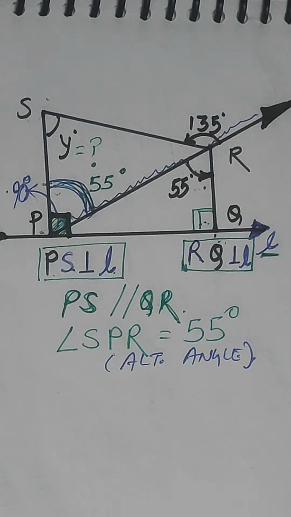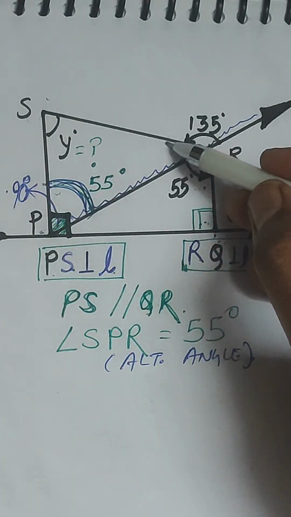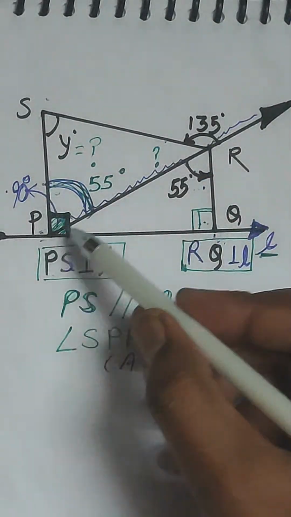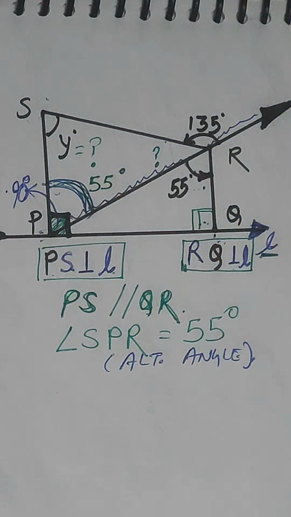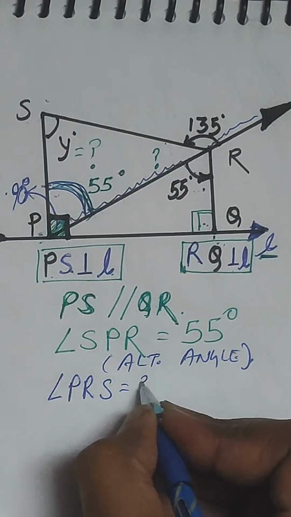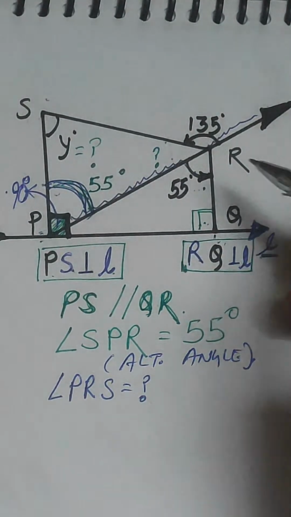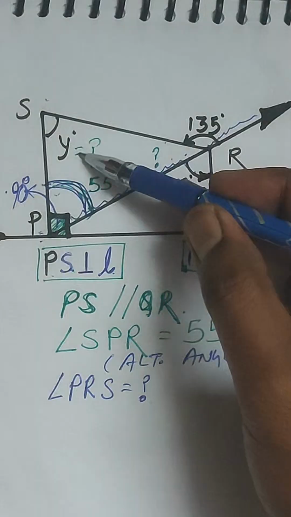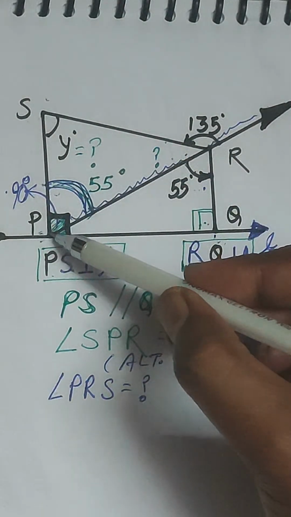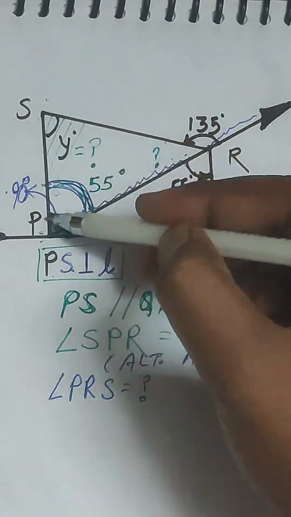Now, since these two angles are equal, we need to find this angle also. What is the value of this angle? I mean to say angle PRS, right? Angle PRS is equal to what? Unless and until we know the value of this angle, we will not be able to calculate y. And after that, how will we be calculating y? Because PRS is a triangle. You can see this is a triangle.